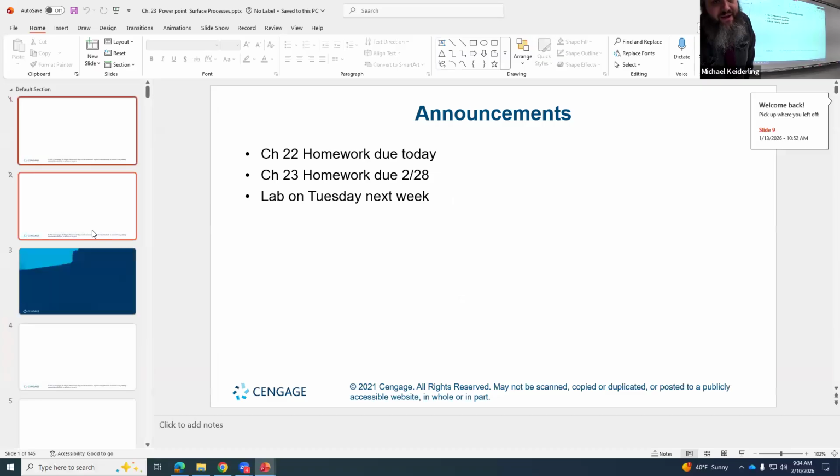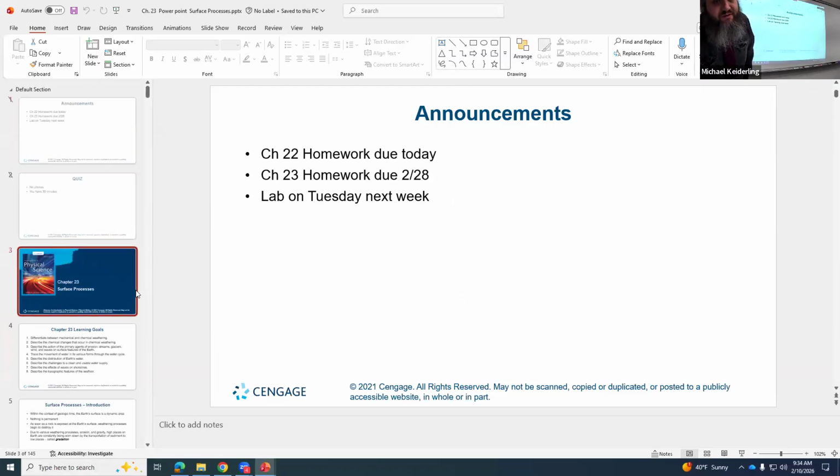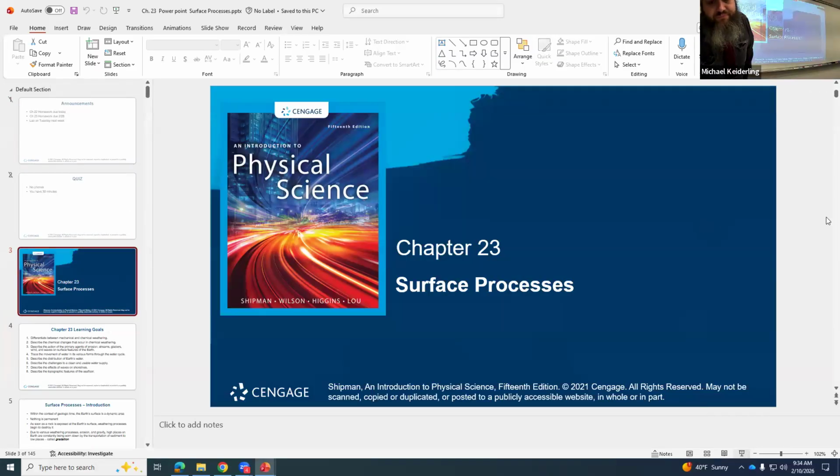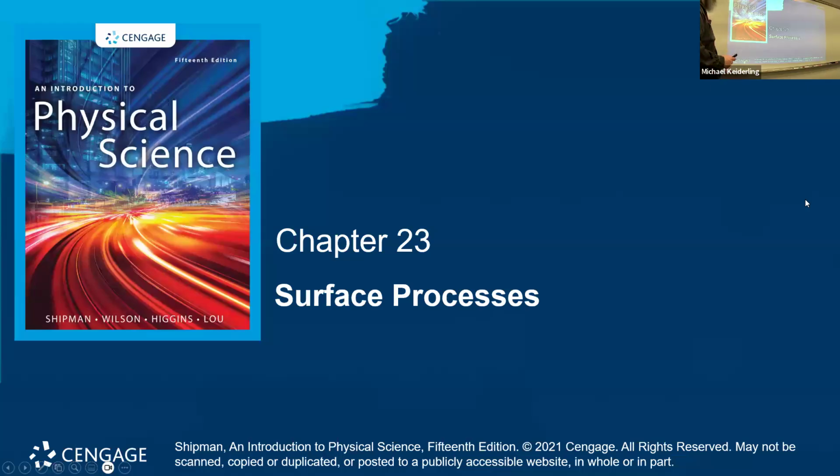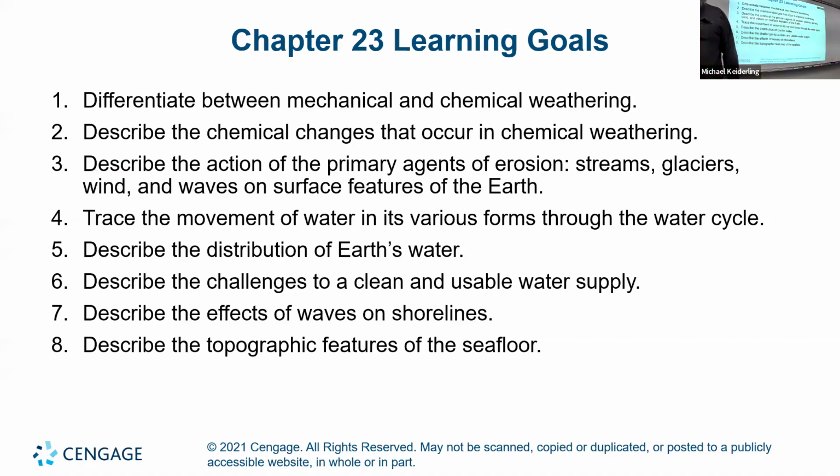Chapter 23 is about surface processes. Surface processes are various processes that happen on the surface of the Earth. We've talked about stuff more underground. Now we're moving up to the surface. So we're going to talk about weathering, and we'll differentiate between mechanical and chemical weathering.